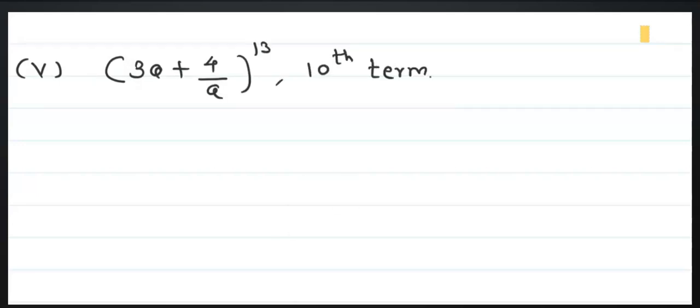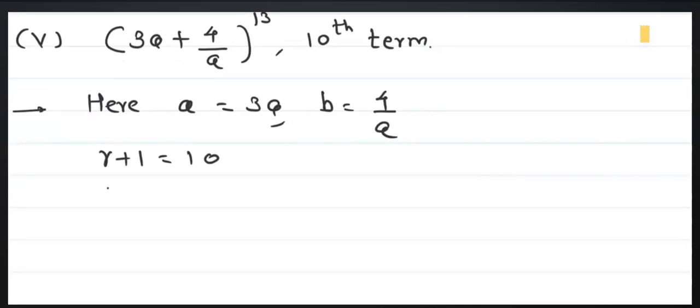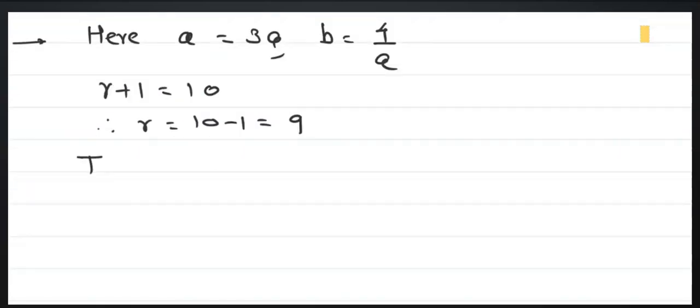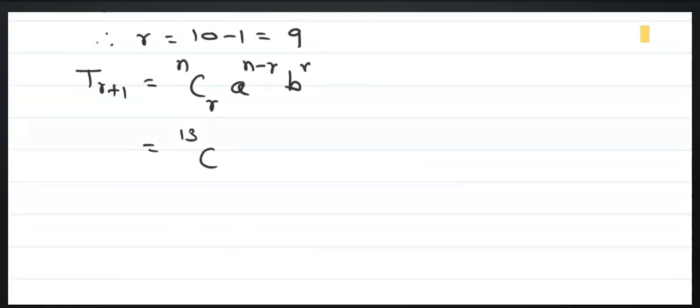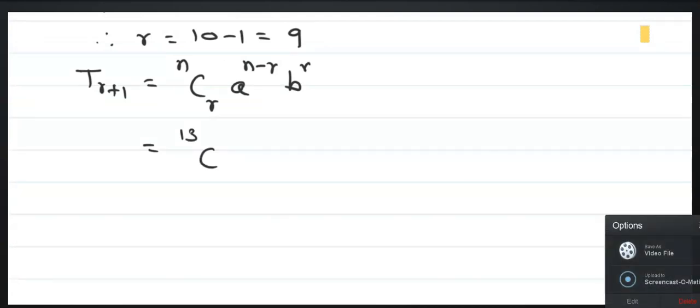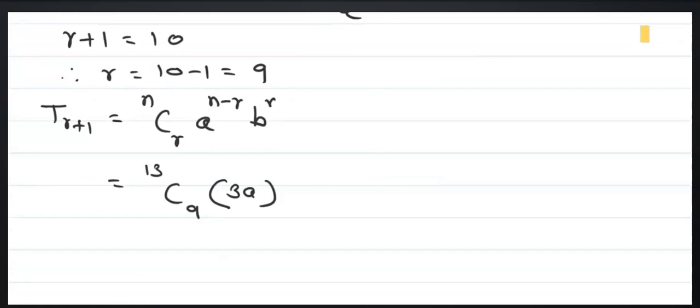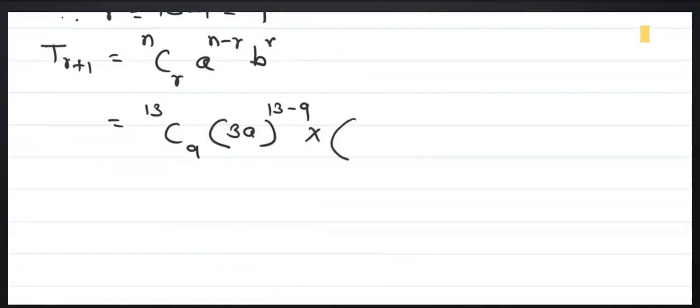Now next, the problem (3a + 4/a) raised to 13, the 10th term. Here a is equal to 3a, b is equal to 4 upon a, n is equal to 13, r plus 1 is equal to 10, n is equal to 13. We require to find the 10th term. This is the formula. You can substitute here.